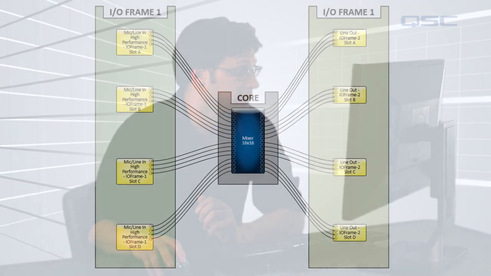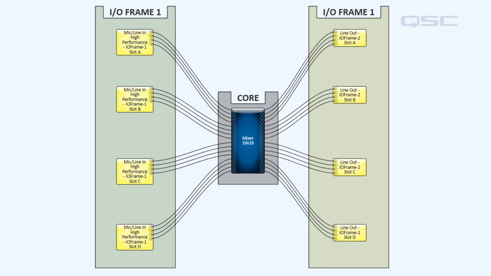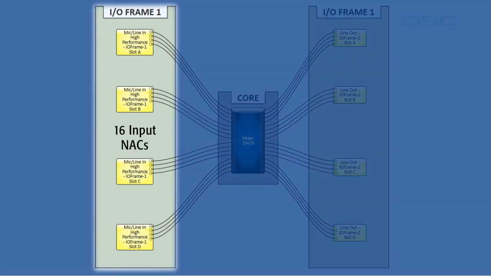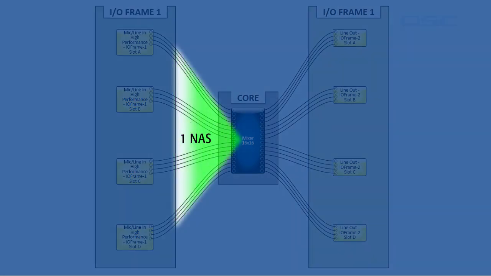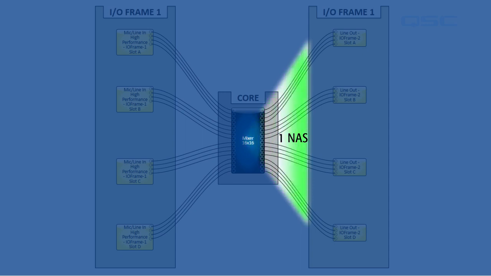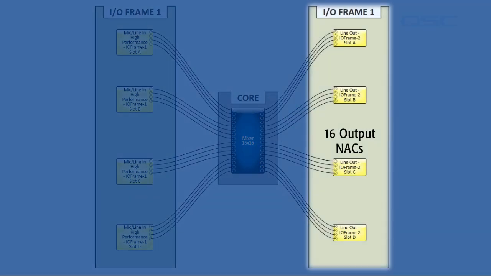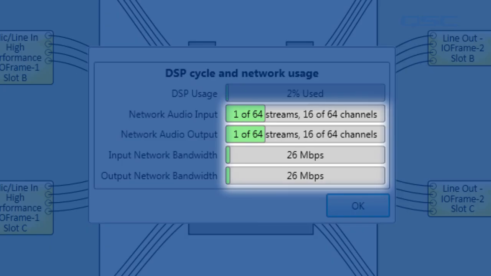Every network audio stream to or from an I/O frame takes up some of your bandwidth from the network. In this example, there are 16 input channels all going into one I/O frame, which are packaged into one network audio stream. This then leaves the system via another network audio stream to 16 output channels on a different I/O frame. This design is very efficient.